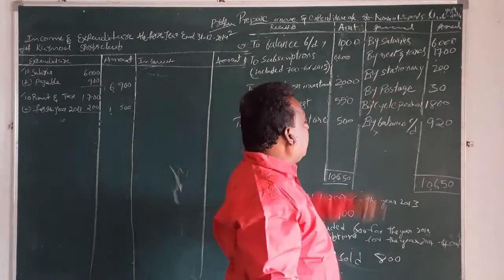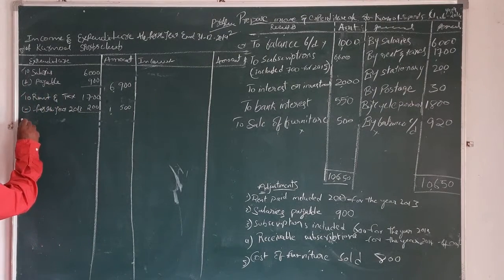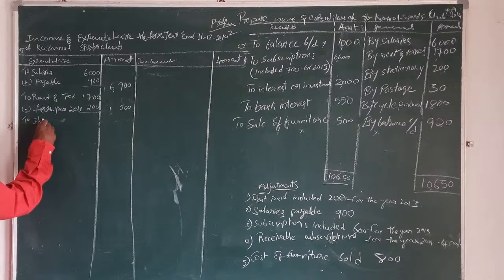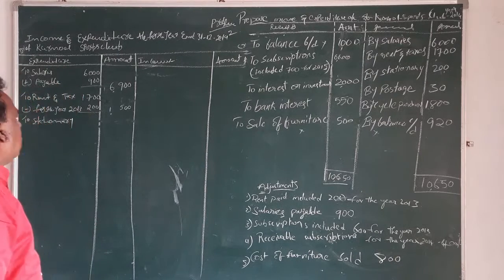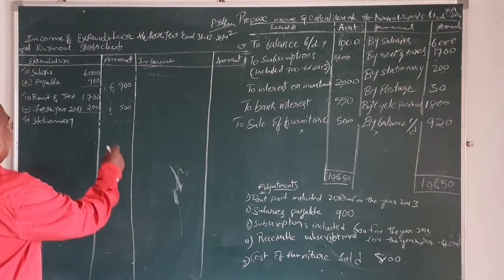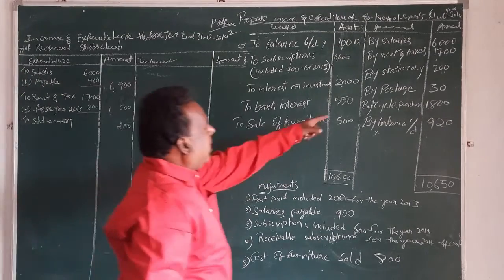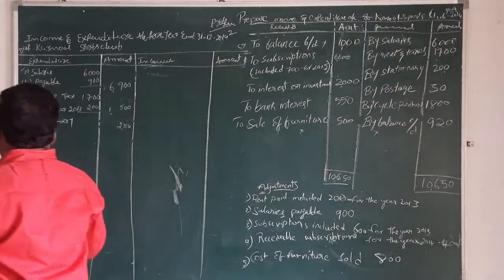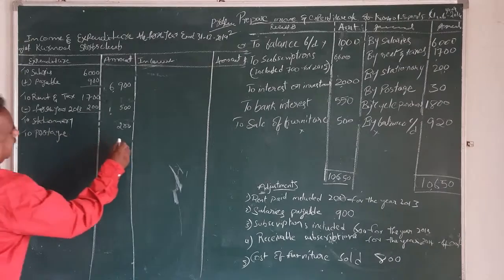Next, stationery is there, no adjustment. To stationery 200. Next, by postage, to postage, no adjustment. To postage 30 rupees.